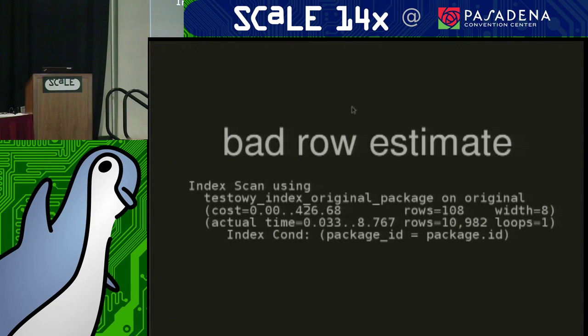Another example is bad row estimate. I've actually futzed with the alignment here so that you can see this. I didn't actually pick it out. So, index scan and this sort of thing, and here's the cost. Here's the estimated number of rows returned from this. Here's the actual time, and here's the actual number of rows returned. Well, we're a couple orders of magnitude off.